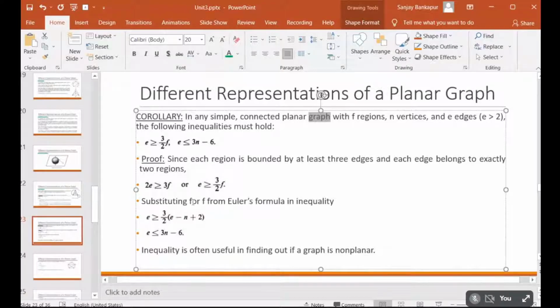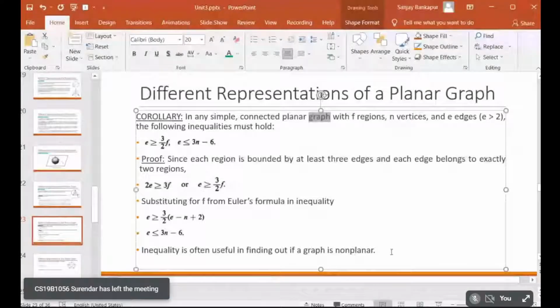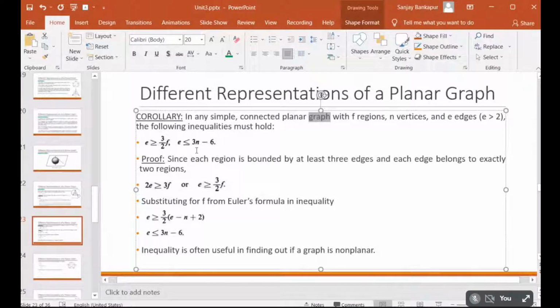And now we already know F equals E minus n plus 2. If we substitute F and express the first part in terms of E and n, we get the second part. These inequalities are often useful in finding out if a graph is non-planar. If there is a simple graph and we want to check whether it is planar or non-planar, and we remember these inequalities, then we can tell if it's planar or non-planar. Is that so? We'll try to see it in the next example.